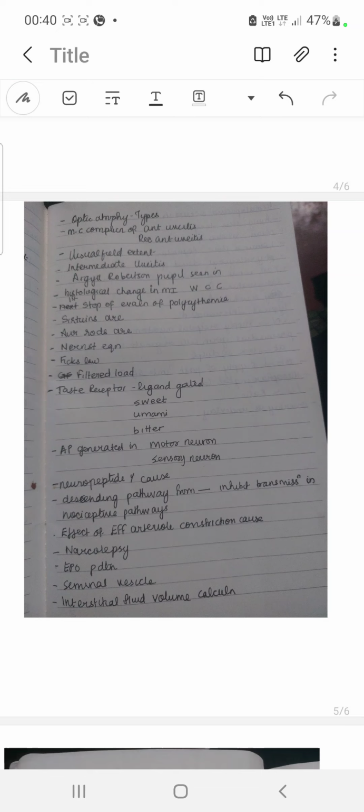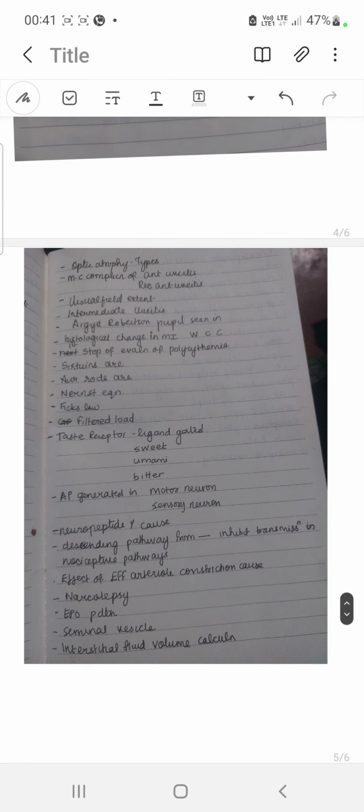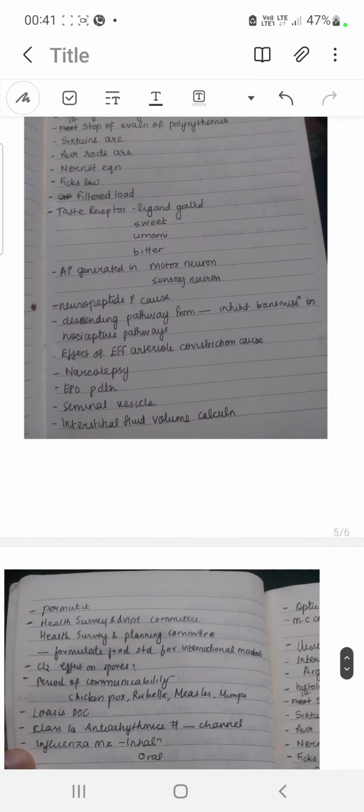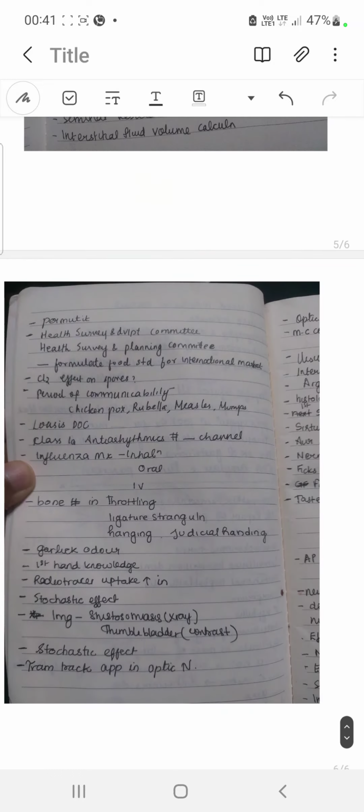Seminal vesicle, the components of its secretion, remember two important things: fructose, prostaglandin. Interstitial fluid volume calculation: interstitial fluid is ECF minus plasma, whereas intracellular fluid is total body water minus extracellular fluid. Permutit is actually for both the temporary and permanent hardness, it is sodium aluminum silicate.